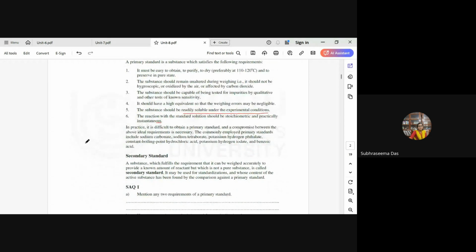Now, however, in practice, it is actually difficult to obtain a primary standard, and therefore certain compromises have been made. So generally, we employ sodium carbonate, sodium tetraborate, potassium hydrogen iodide, benzoic acid as primary standards.